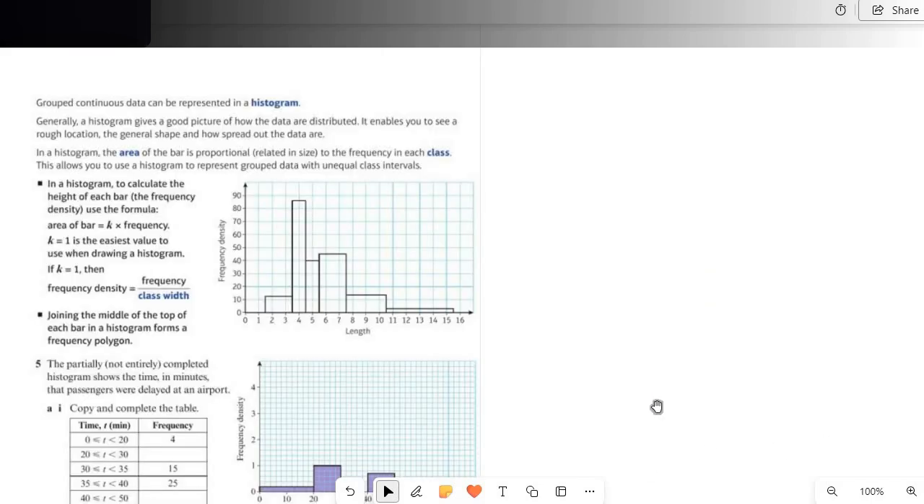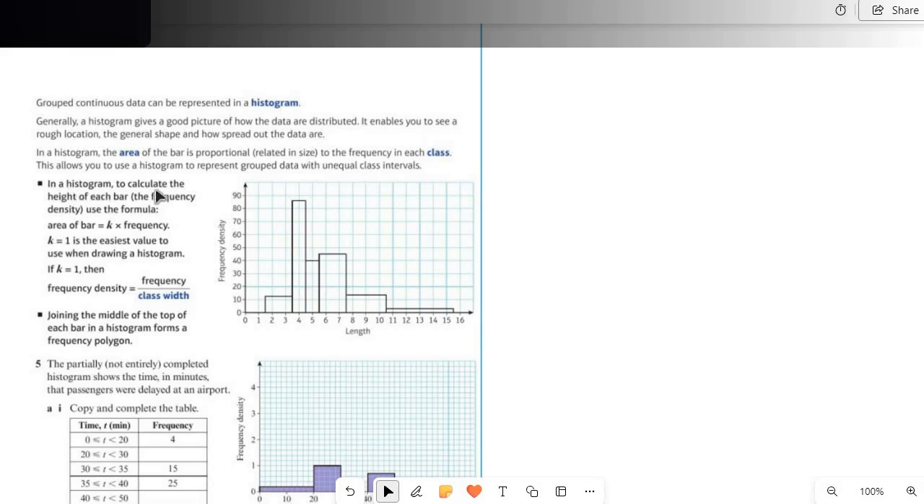Now let us move on to histograms. Grouped continuous data can be represented in a histogram. Generally, a histogram gives a good picture of how the data are distributed. It enables you to see a rough location, the general shape, and how spread out the data are. In a histogram, the area of the bar is proportional or related in size to the frequency in each class. This allows you to use a histogram to represent grouped data with unequal class intervals.